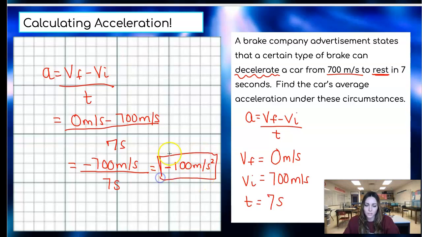So in this case, we see that we get a negative value for our answer. When I see a negative acceleration, that means that it is decelerating, or its velocity is decreasing, going in the negative direction. That makes sense because we were told that these are brakes. They are made to decelerate or slow down a car. So now we know that if I see a negative value for my acceleration, that means that the object is actually decreasing its speed, or decelerating.